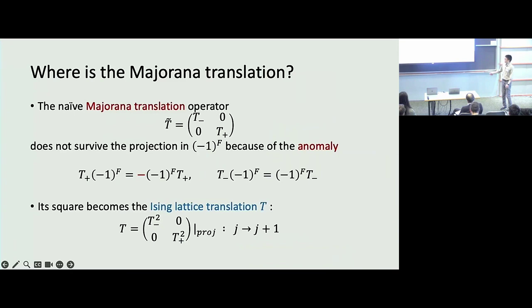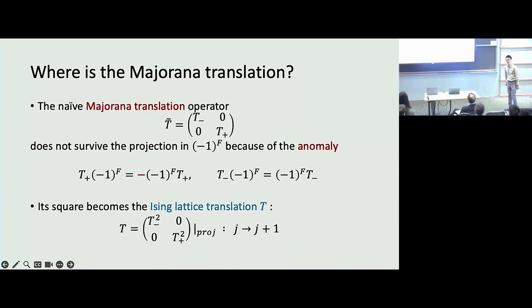Instead, if you square this operator, square the Majorana translation symmetry, then the minus sign goes away. And this operator T is a legit operator for the Ising model. And that is just the Ising translation that shifts the Ising site by 1. And we could have stopped here. And that's what people usually do. You know, in the Ising model, we have a lattice translation, we have a Z_2 symmetry, and that's about it.